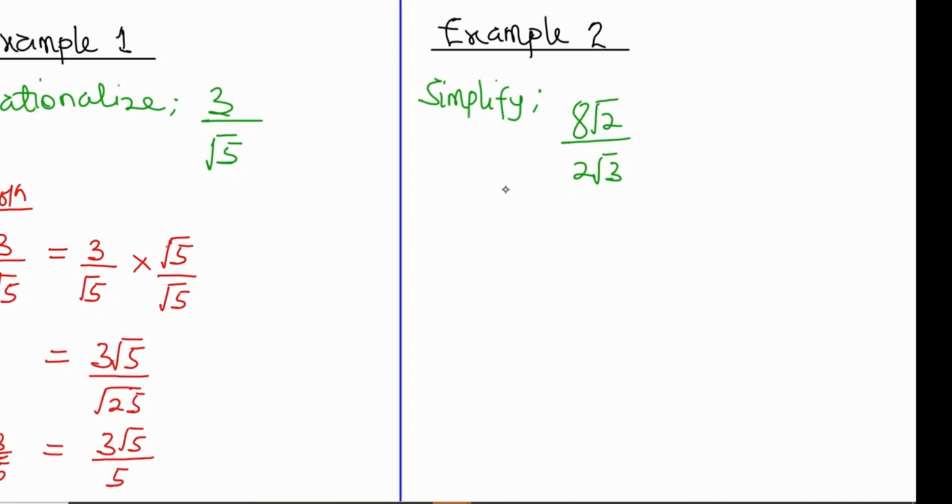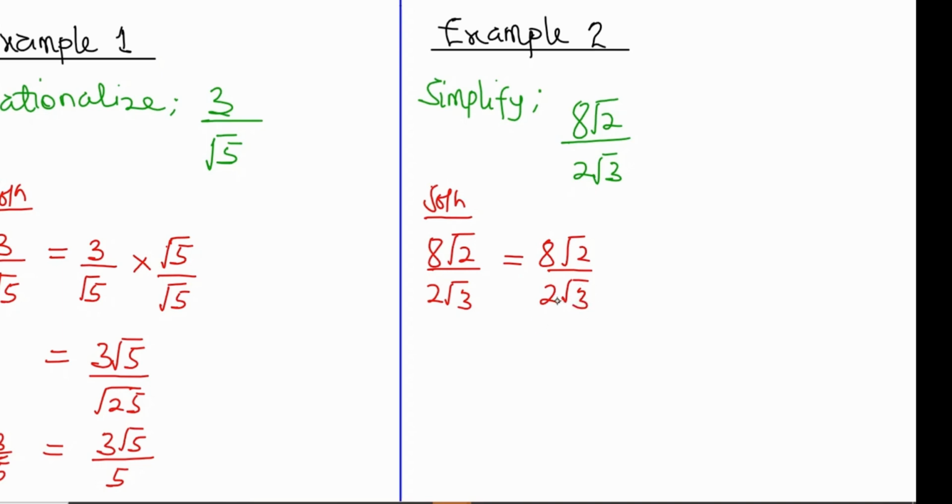Example 2 is saying that we should simplify 8 square root of 2 divided by 2 square root of 3. Now, what we are going to do here is to write our question, and it says 8 square root of 2 divided by 2 square root of 3. And since the denominator here is a set, then that means we have to rationalize.